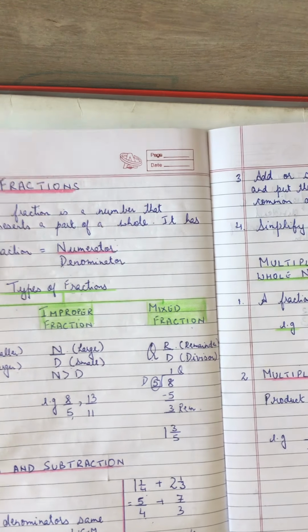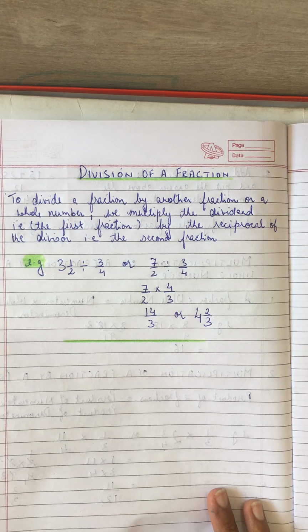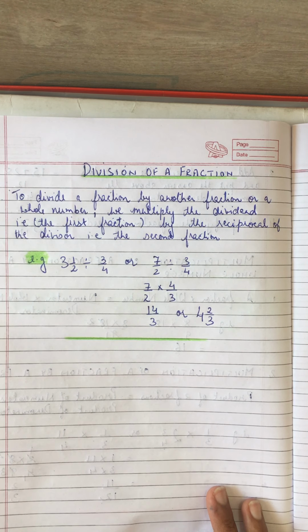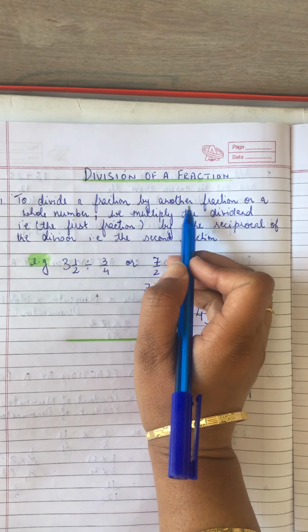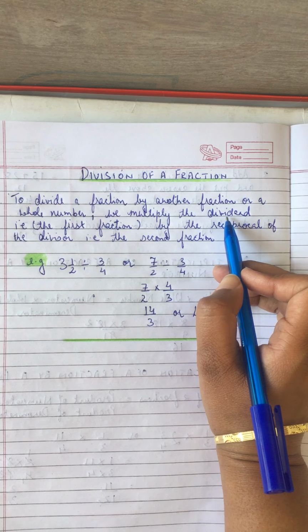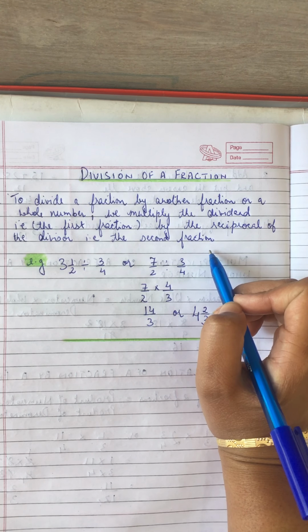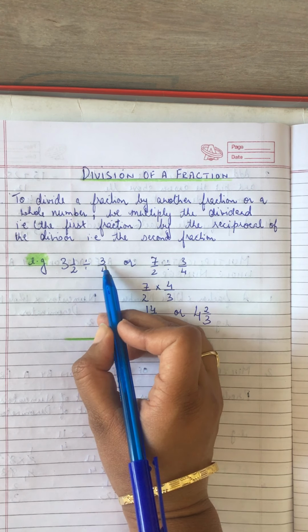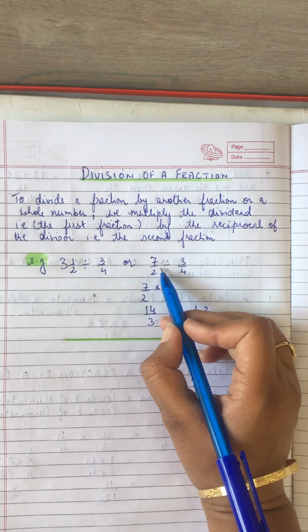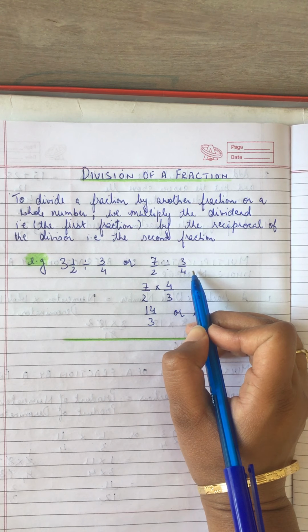Coming to the next topic, that is division of fractions. Division is just simple. It's just like multiplication, but over here we have to take the reciprocal of the divisor. To divide a fraction by another fraction or a whole number, we multiply the dividend, that is the first fraction, by the reciprocal of the divisor, that is the second fraction. For example, 3 1 upon 2 divided by 3 upon 4 can be written as 7 upon 2, I have changed it into an improper fraction, divided by 3 upon 4.